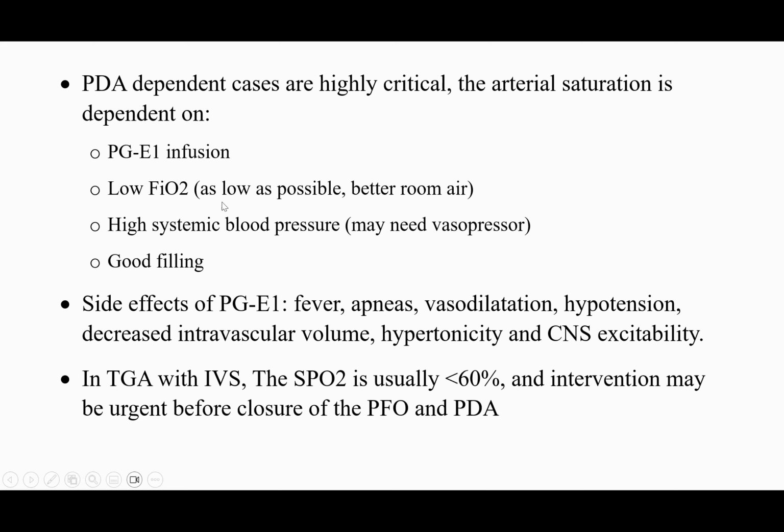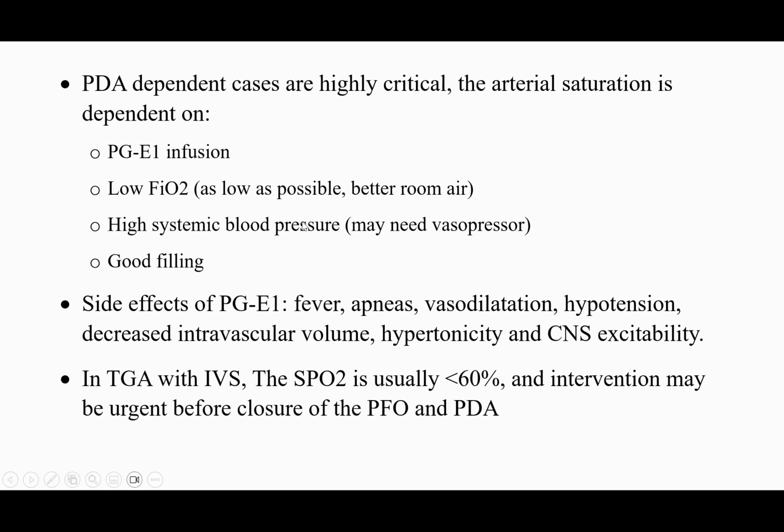This low FiO2 setting may be counterintuitive for us as an anesthetist or intensivist. So how come a severely cyanosed patient does not get oxygen? It's a very rare condition that we find a patient with a saturation of maybe 30 or 25 or 40, and we do not open oxygen. We open room air, or we do not give oxygen at all.